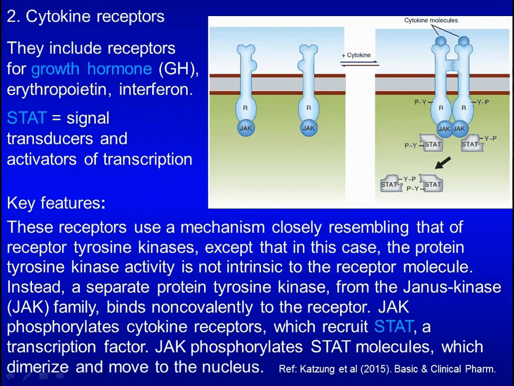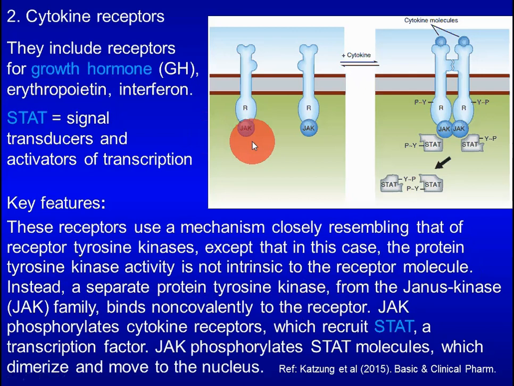Cytokine receptors use a mechanism very similar to that of receptor tyrosine kinases, except in this case, the protein tyrosine kinase activity is not intrinsic to the receptor molecule. Instead, a separate protein tyrosine kinase from the Janus kinase family, or JAK, binds non-covalently to the receptor. Here is a cytokine receptor.